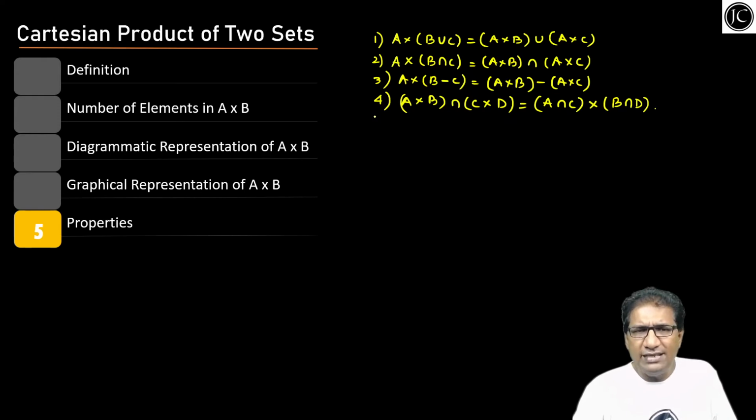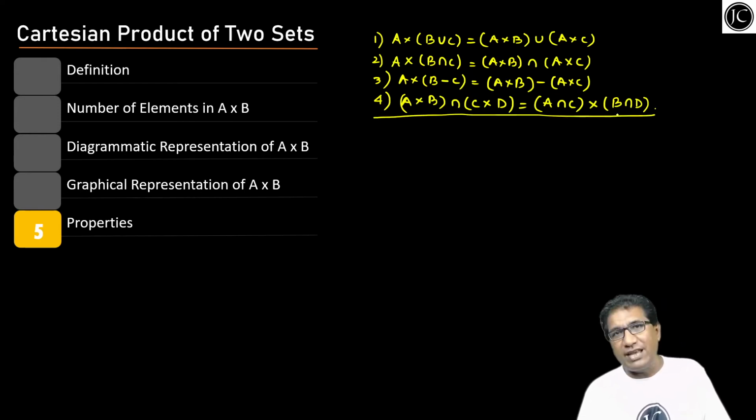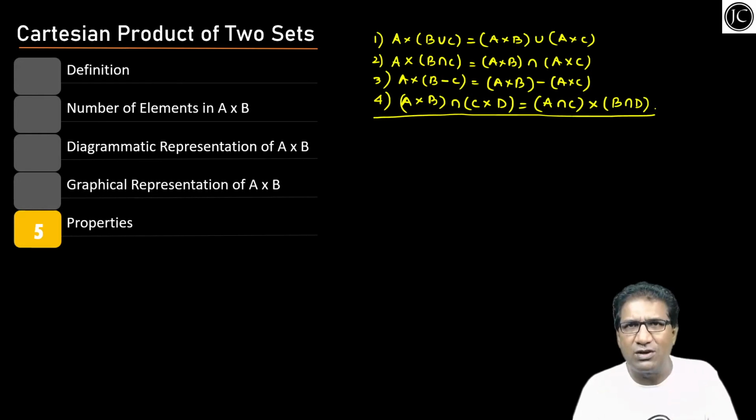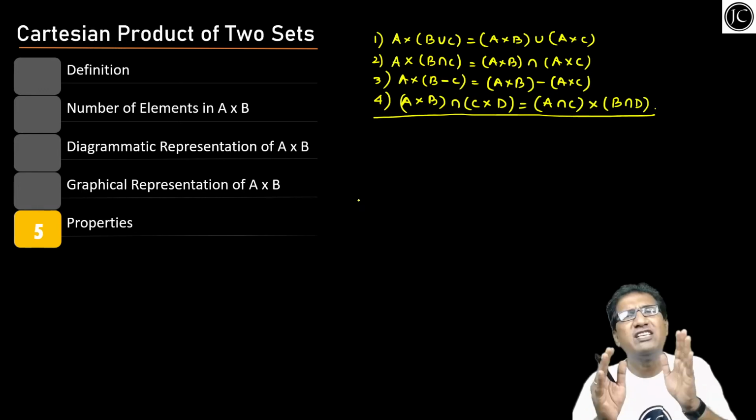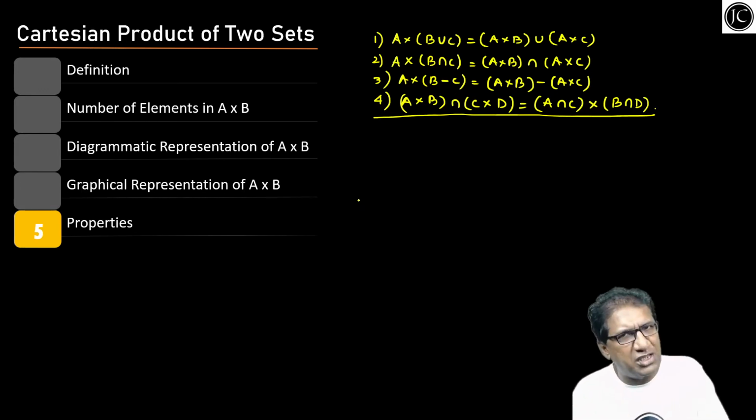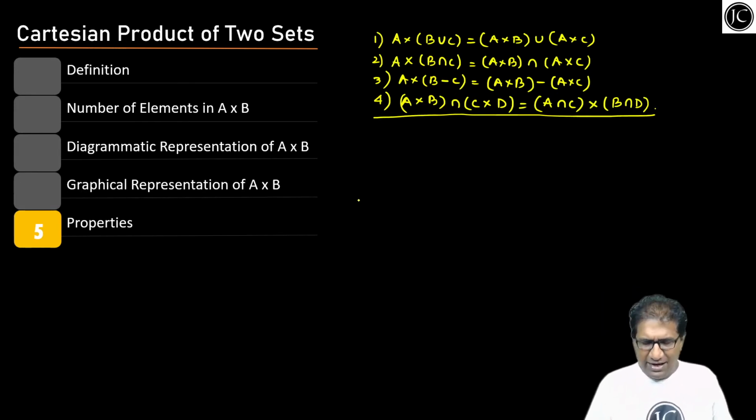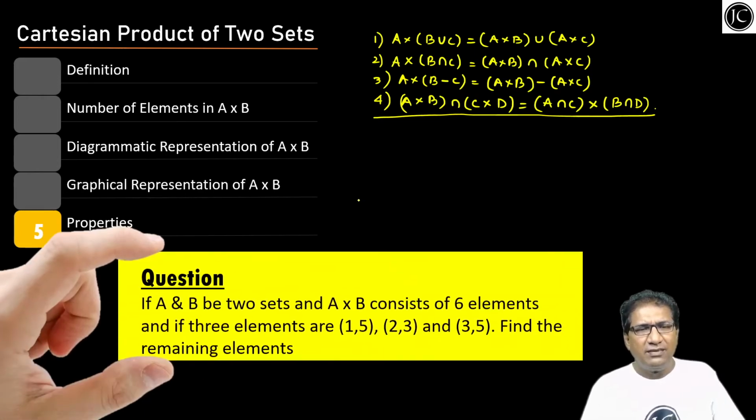Is it clear? So these are the four major properties of Cartesian product of two sets. We have to remember this. Okay? Proof is very simple. Proof you can try by yourself. I'm not doing proof over here. You can see any textbook, you can get the proof over there, because proof is not needed, particularly for Cartesian product of two sets. Now let us start with this question.